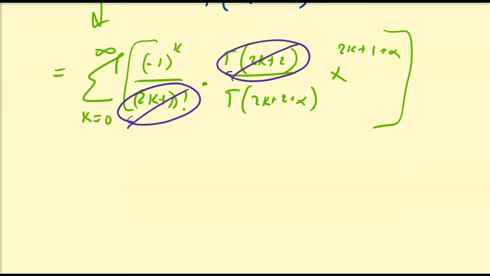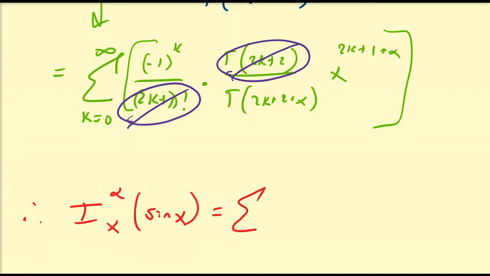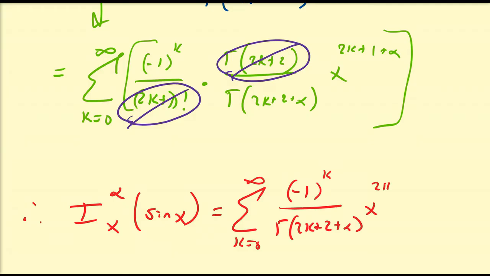So therefore, the fractional integral of sine of x, and we'll talk about this base point in a minute, is just equal to the sum from k equals 0 to infinity of (-1)^k over Gamma(2k+2+alpha), times x^(2k+1+alpha).